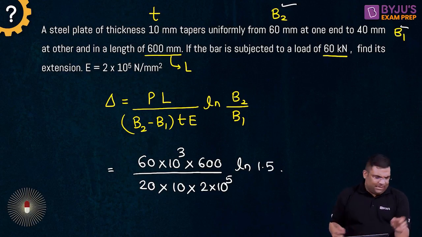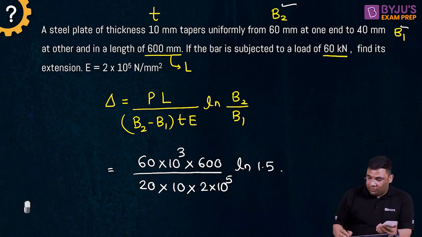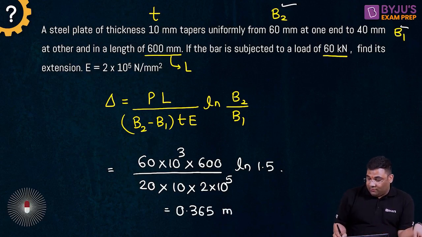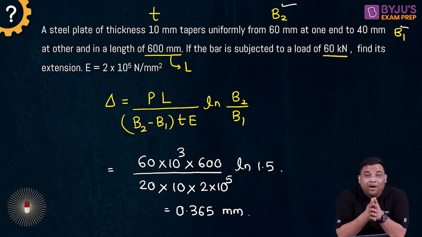You can solve this. Let me solve it for you. So this is ln 1.5. I'll multiply 60 into 10 to the power 3 into 600, divided by 20, divided by 10, further divided by 2 lakhs. I'm getting a value almost equal to 0.365 mm. So in this very short capsule video, we covered the deformation of tapered bars under axial load. Thank you very much.